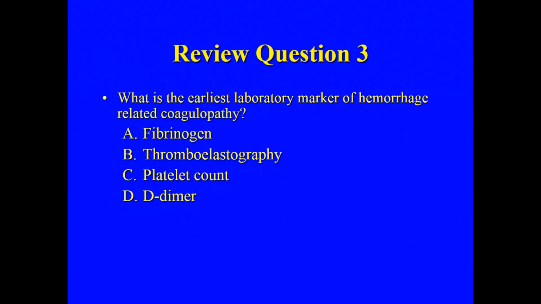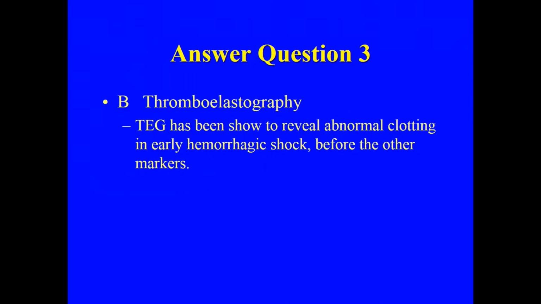Question 3. What is the earliest laboratory marker of hemorrhage-related coagulopathy? A, fibrinogen, B, abnormal thromboelastogram, C, platelet count, or D, elevated D dimer? B, abnormal thromboelastography. TEG has been shown to reveal abnormal clotting in early hemorrhagic shock before the other markers.